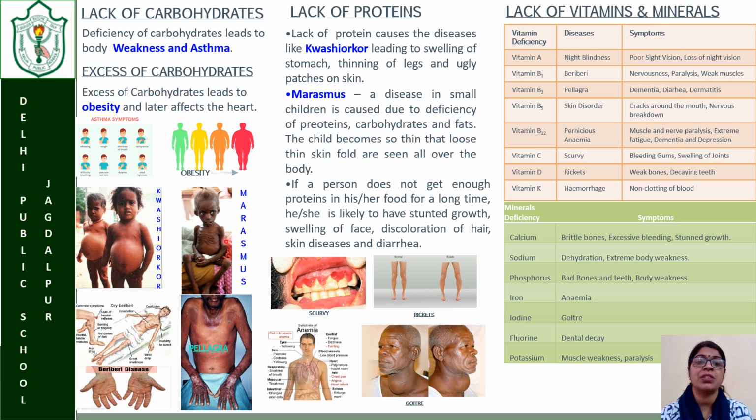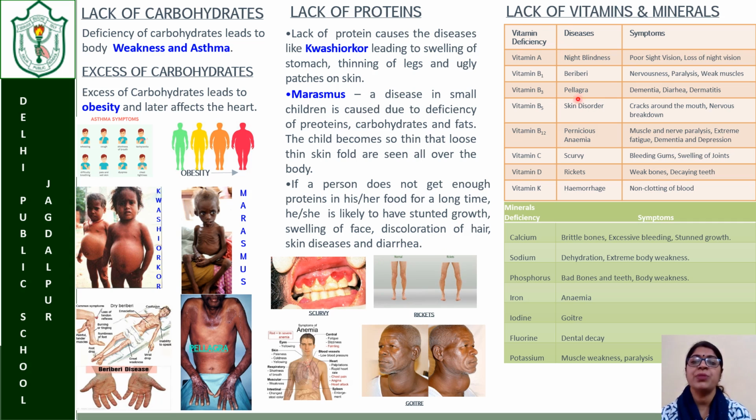Second one is marasmus. Marasmus is also seen in children, which is the deficiency of protein, carbohydrates and fats. The child becomes so thin that the skin forms folds in the body, and you can see the child is itself looking like a skeleton. If that child is not getting enough protein in his or her diet for a long period, the growth will be stopped, the face will become swollen, and the color of the skin and the hair will be discolored. Diarrhea, loose motions will take place.